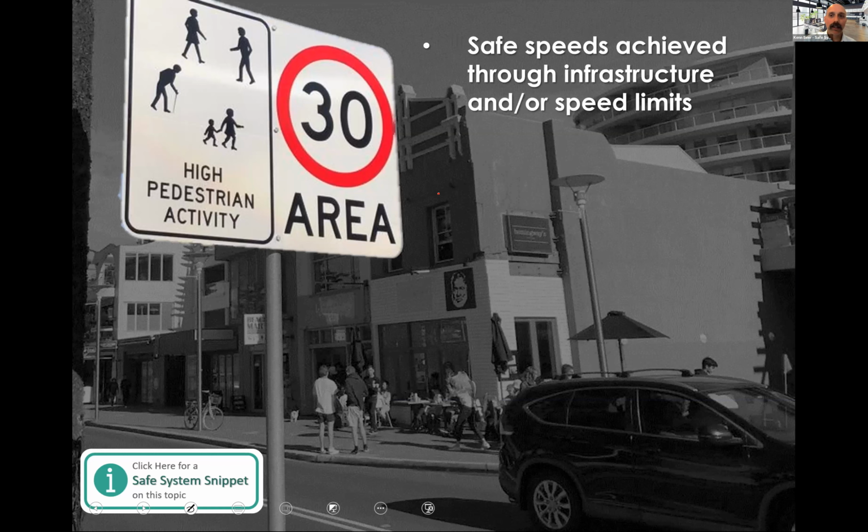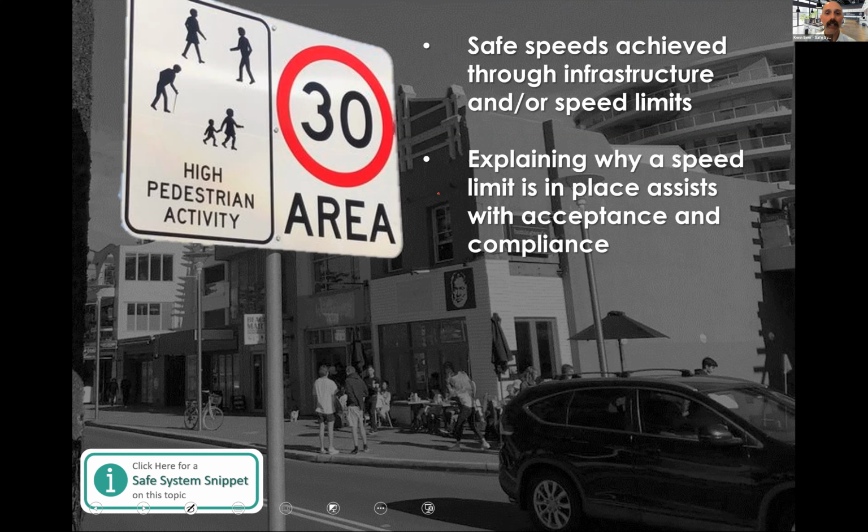So speed limits, that red circle around that black number, can be quite controversial, and you're in the thick of it. I know a lot of you are. But achieving safe speeds we can do through infrastructure and/or speed limits. So designing roads for lower speeds, you don't necessarily need to speed limit them. Speed limiting is very important, but we can certainly get very low operating speeds regardless of speed limit, and that can be more palatable to the community. Some stories around that, but I don't have time to really get into them.